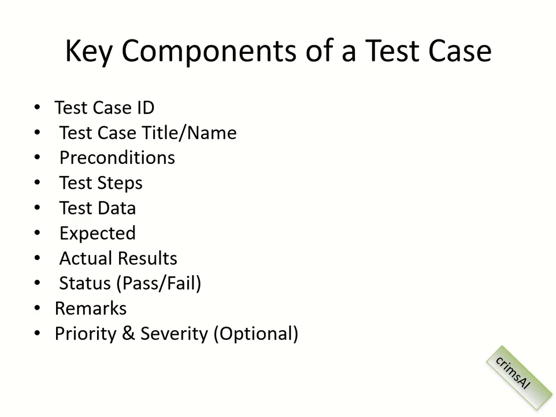Key components of a test case. A good test case includes ID, title, preconditions, steps, test data, expected result, actual result, and status. Each component serves a purpose. Steps tell the tester what to do. Expected result confirms what should happen. These parts make your test repeatable and clear.